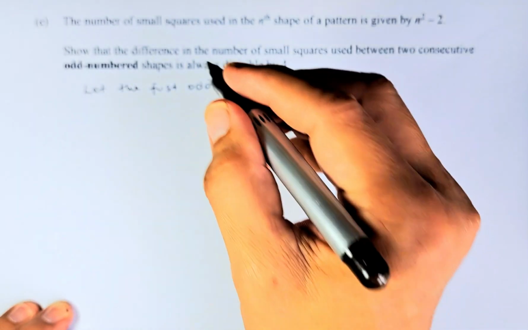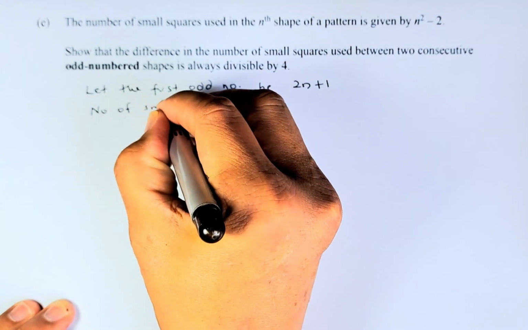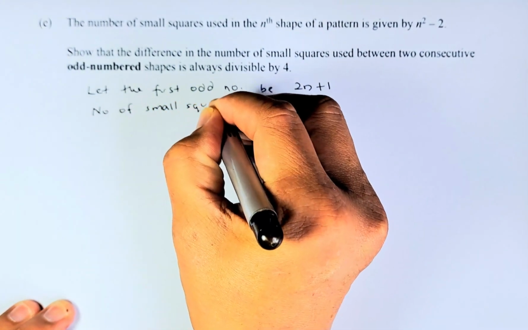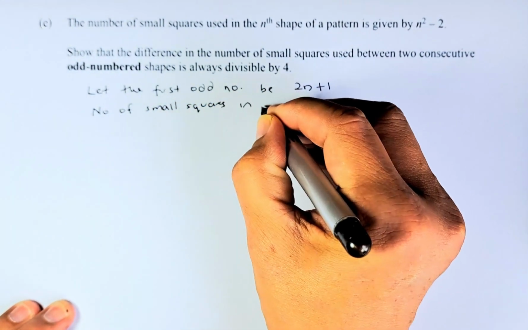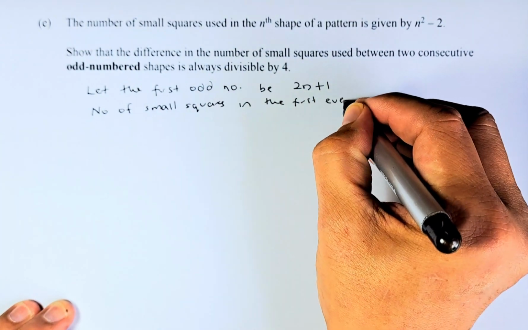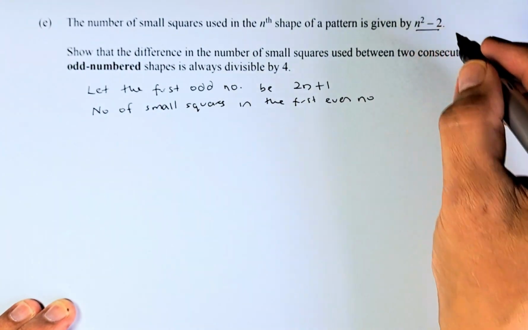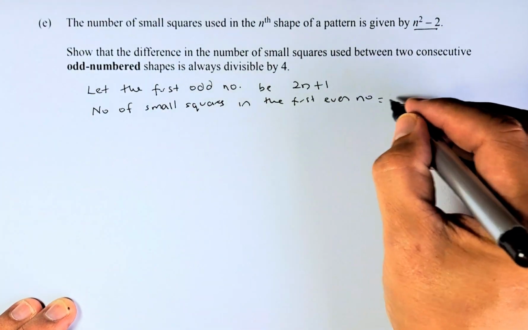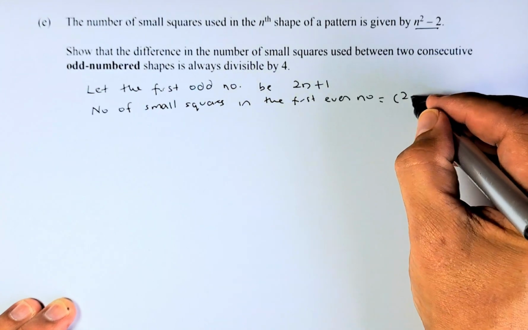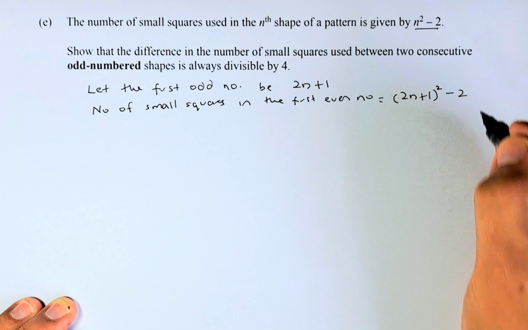So the number of small squares in the first odd number, which is 2n plus 1, is given by this formula. So it is going to be 2n plus 1, which is your n squared, okay? And then you minus 2.